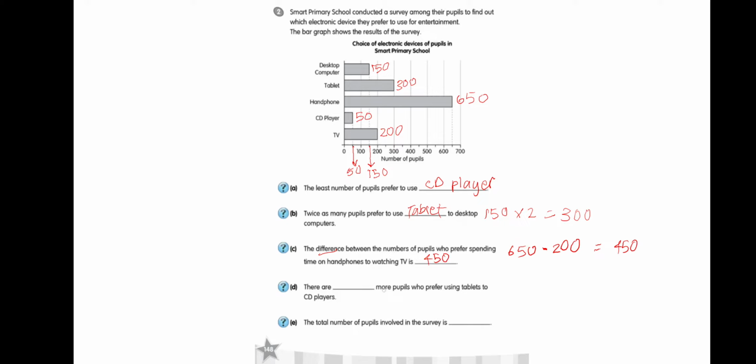There are how many more pupils who prefer using tablets than to CD players? So let's look at tablets. It's 300. How many pupils like CD player? It's 50. So we want to find there are how many more pupils. So we are finding the difference. So 300 minus 50 will be 250. So there are 250 more pupils who prefer tablets than CD players.